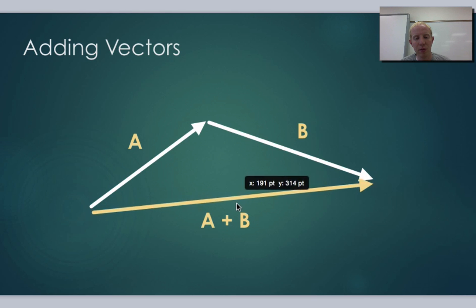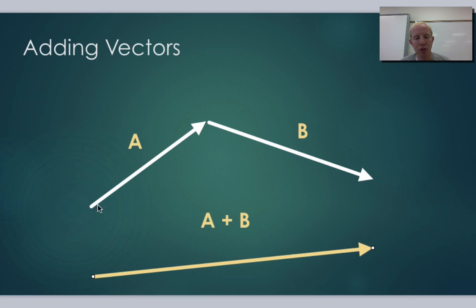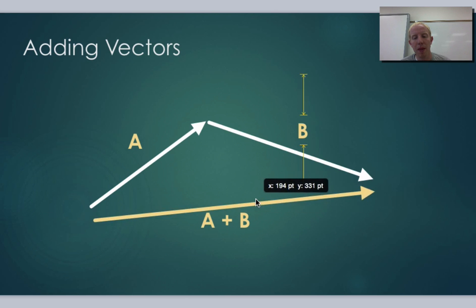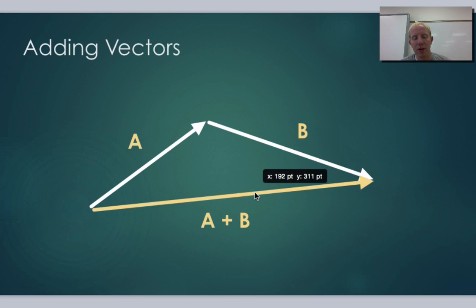I'm going to move A plus B out of the way for a second. So I draw vector A, then I draw vector B, and I put the tail of B to the tip of A. Then A plus B is this vector from the tail of A to the tip of B. That's our new vector, the resulting vector.